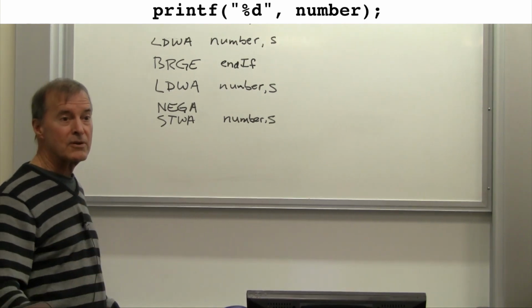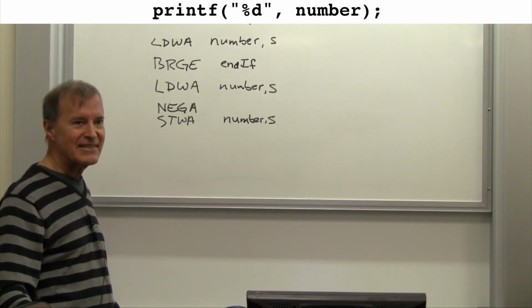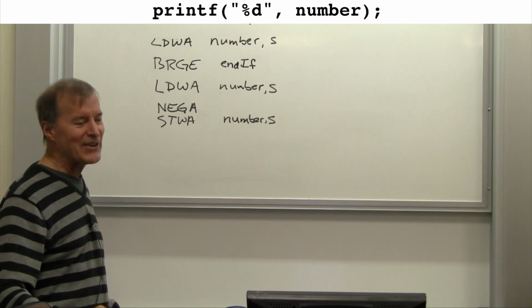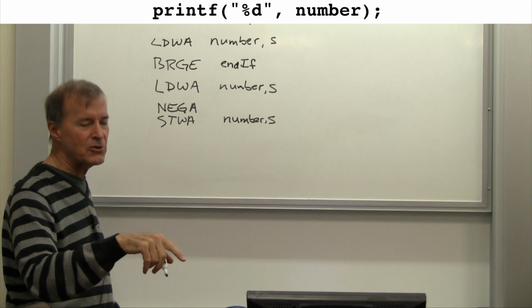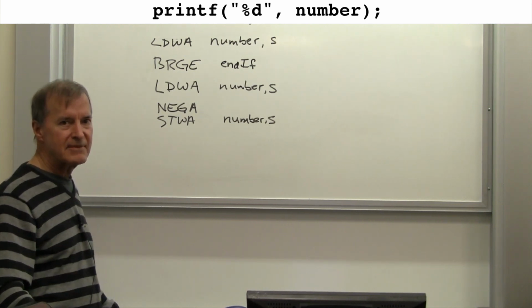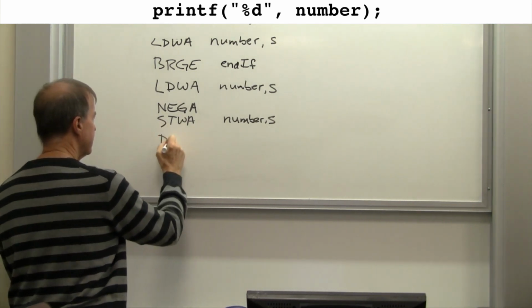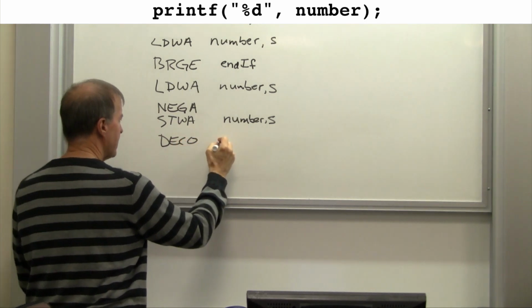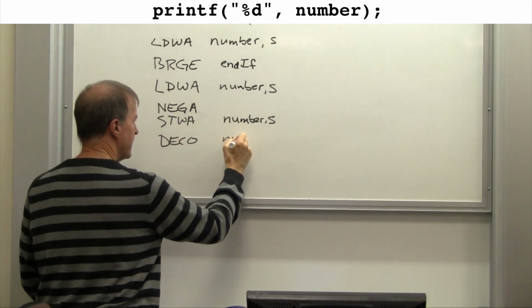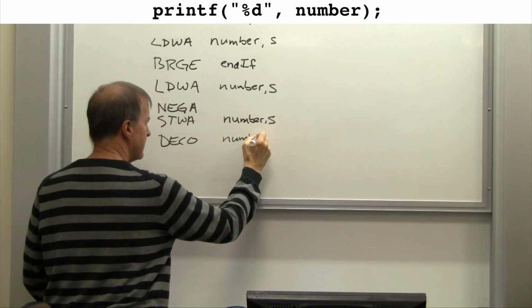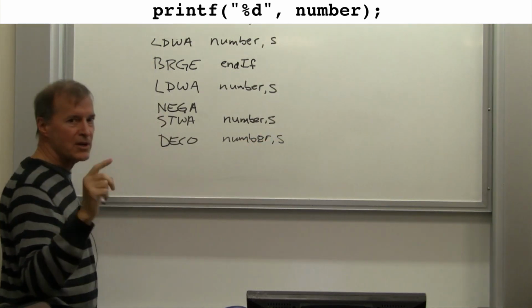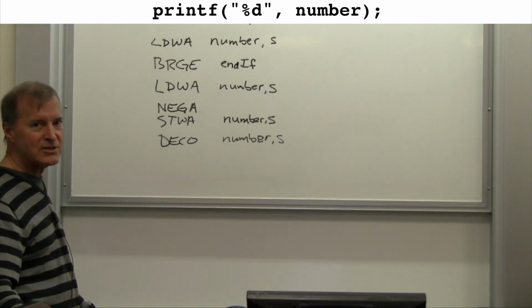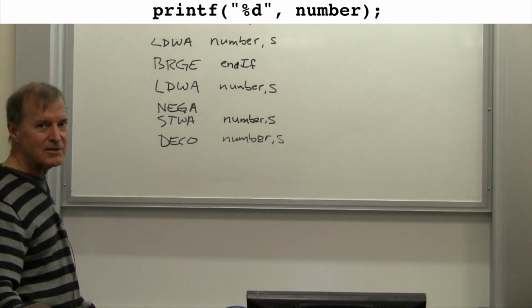But what's the next thing that we have to do? Print. How do we do the printf? Correct. Decimal output. Number is right. Addressing, number, stack relative. And there's one little thing that we have to do with this instruction. Do you remember? This is a little incomplete still.